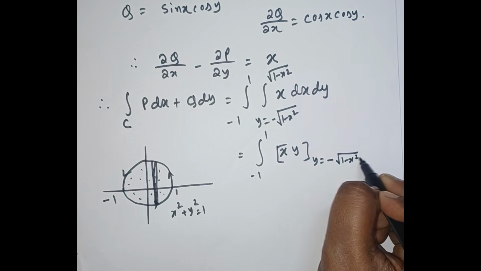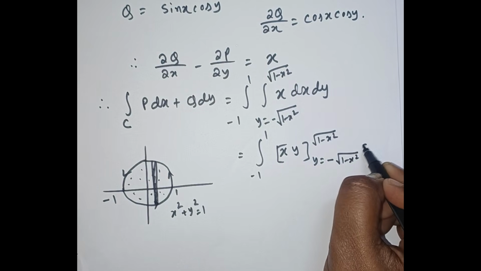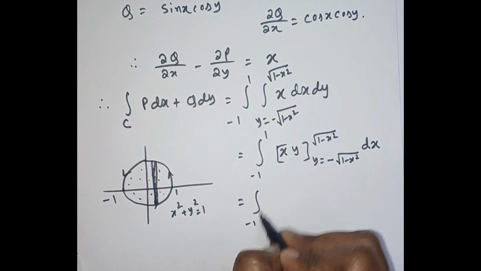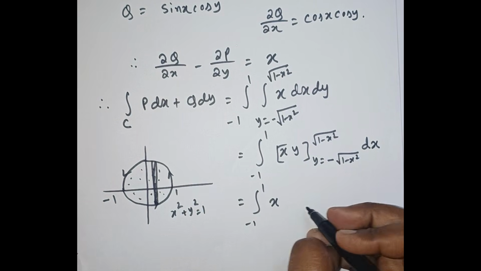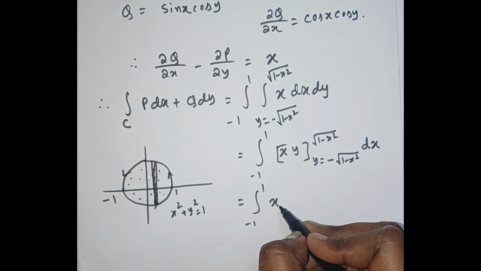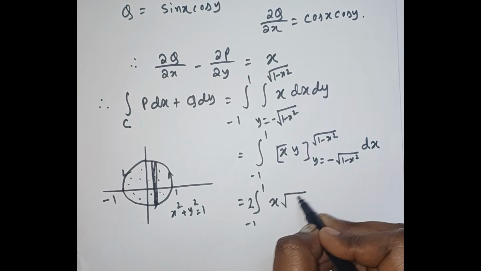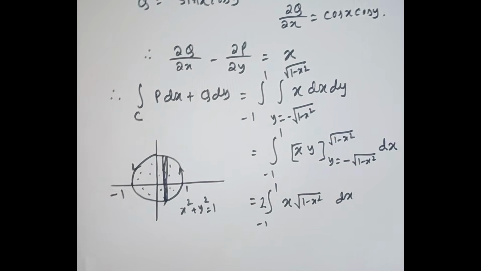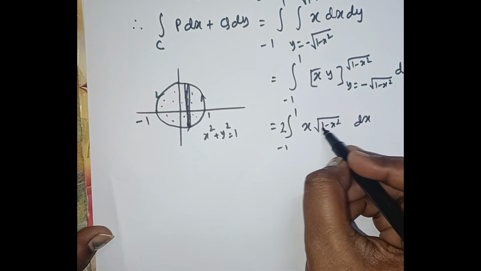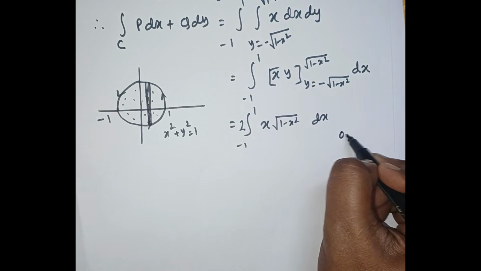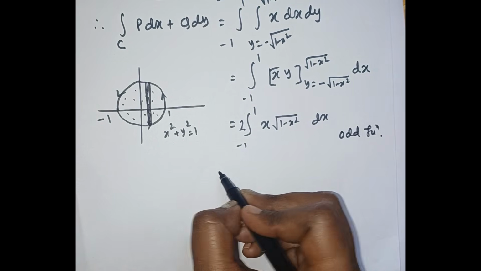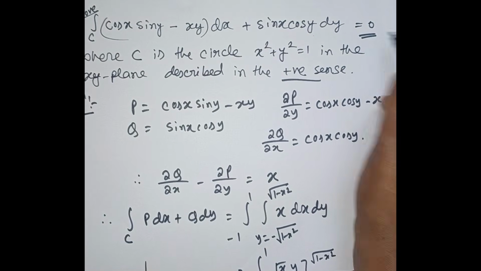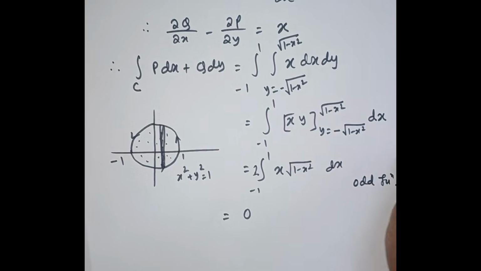And hence, if you calculate the integration, it is x y, with y from the lower limit to the upper limit, dx. Then from minus 1 to 1, it is x square root of 1 minus x square plus the same. So it will be 2 square root of 1 minus x square into x dx. Now this x into square root of 1 minus x square is an odd function. Since this is an odd function, you know that the integration will be 0 because it is from minus 1 to 1. Hence, we are done.